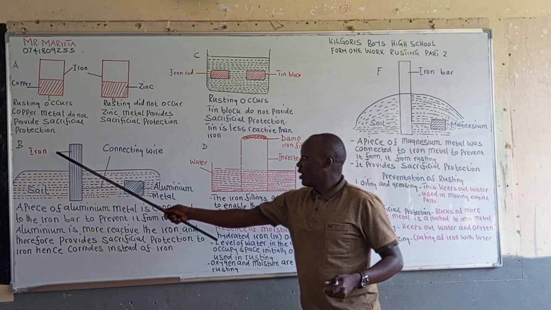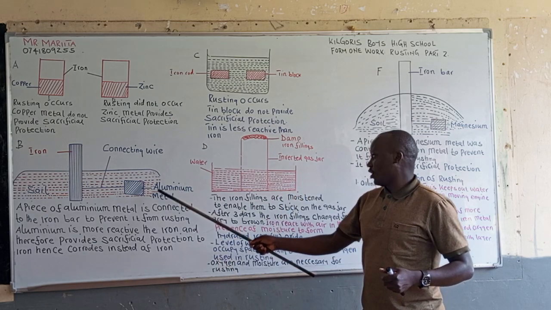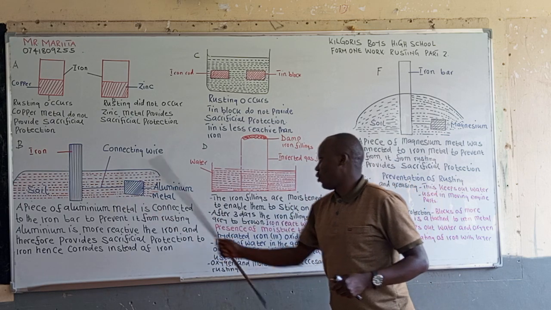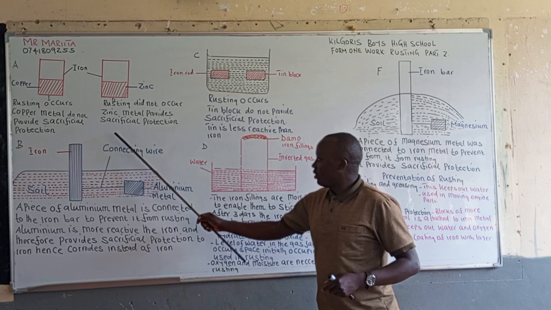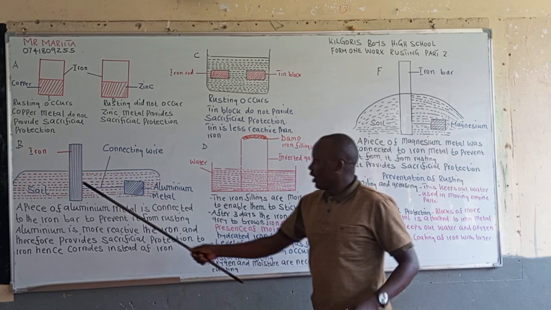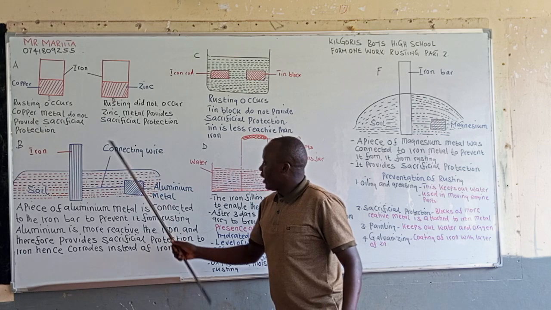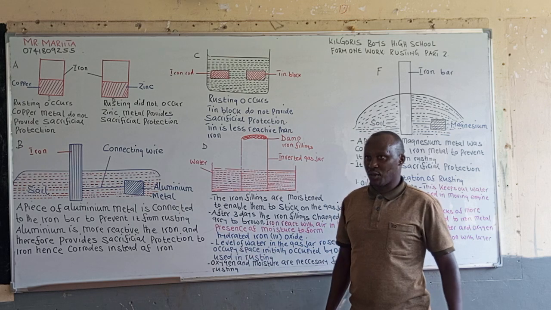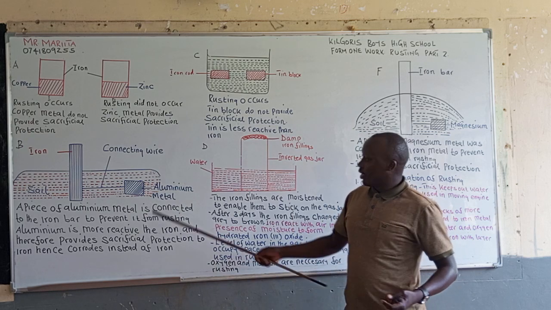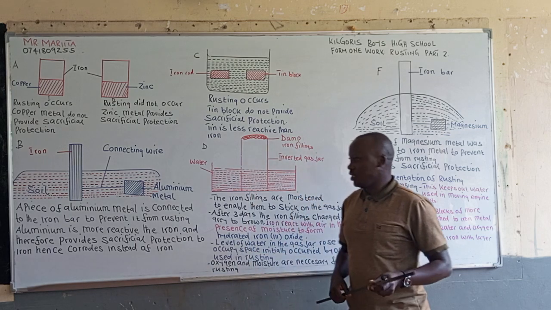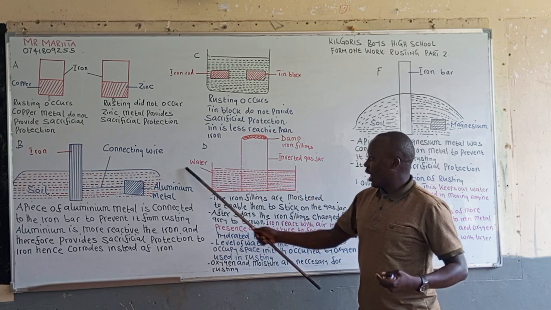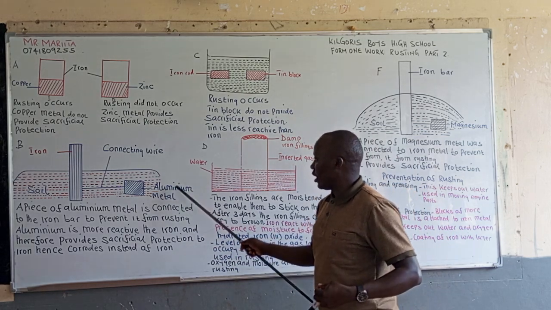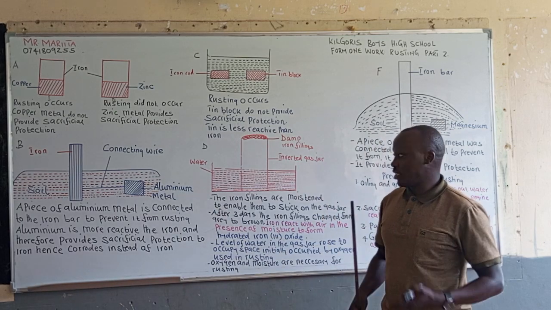When you come to B, we have an iron bar, and this one is connected to aluminium metal with a wire. So this is also another method of preventing rusting, whereby we have metals like aluminium, which is in this case more reactive. Aluminium metal, which is more reactive than iron, can provide sacrificial protection.